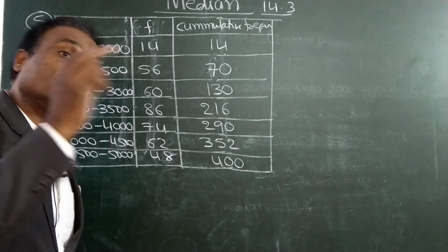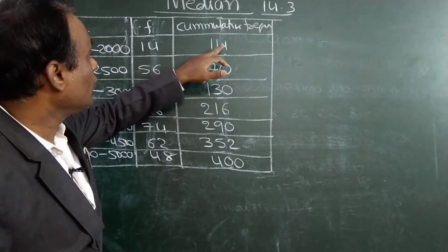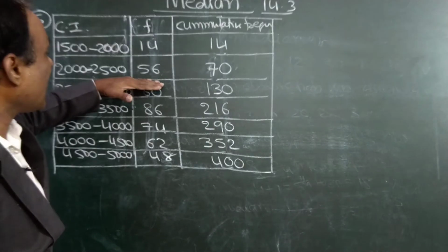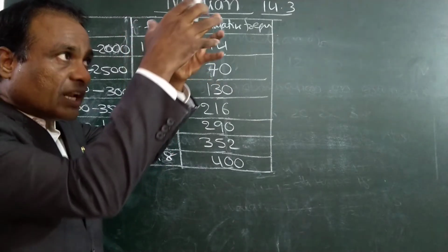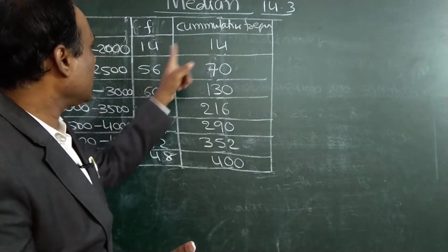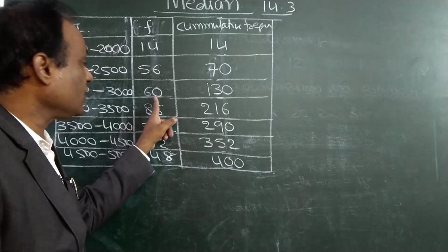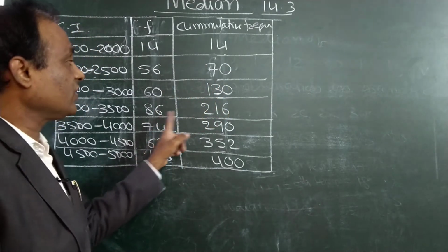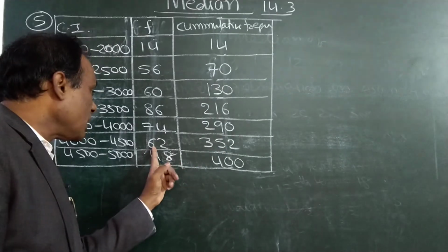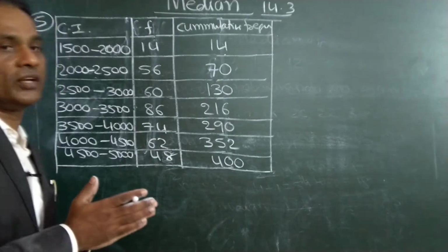216 plus 74 is 290. 290 plus 62 is 352. 352 plus 48 is 400. Adding the frequencies from the top: up to here we have 14. Up to the next class, 14 and 56 are there, so the cumulative frequency is the total up to that point. 14 plus 56, write 70. 70 plus 60, 130. 130 plus 86, 216. 216 plus 74, 290. 290 plus 62, 352, plus 48, 400. Like this we find the cumulative frequency.